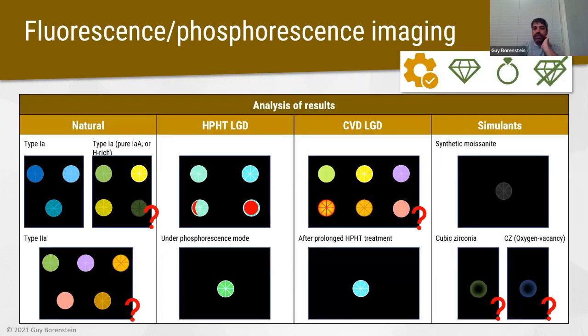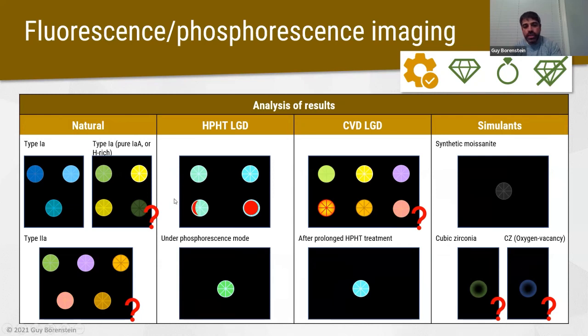So the results that we are getting in this machine usually, for type 1A, we will see blue to greenish blue color, but always the blue will be the dominant color. Some type 1A, specifically a subtype called 1AA or a 1A that is hydrogen rich, can give us some yellow to green colors. And type 2A can give us many different shades.